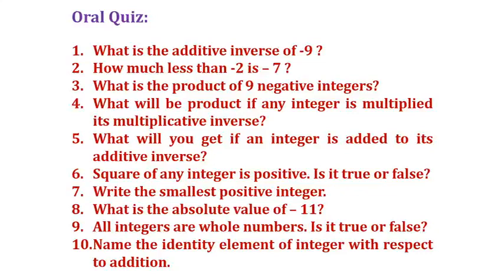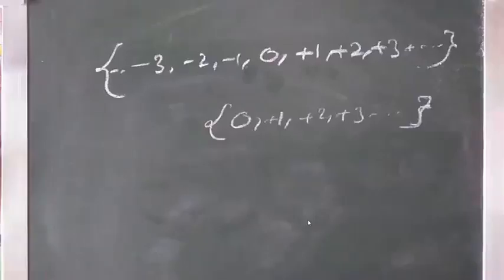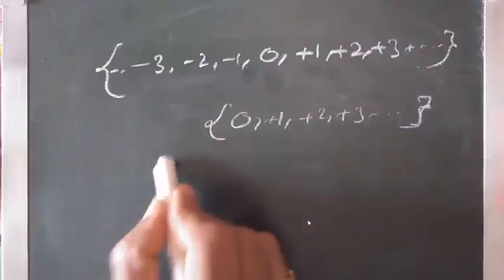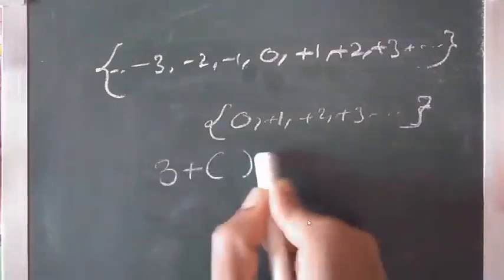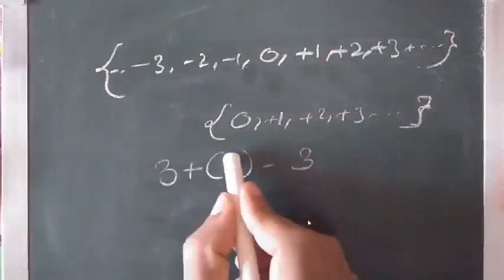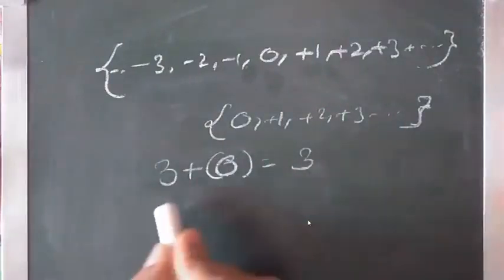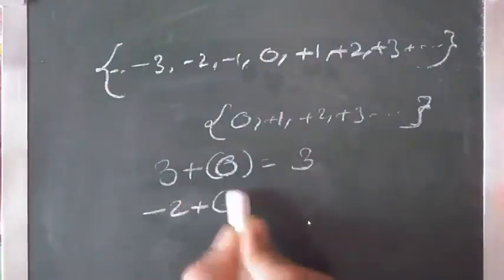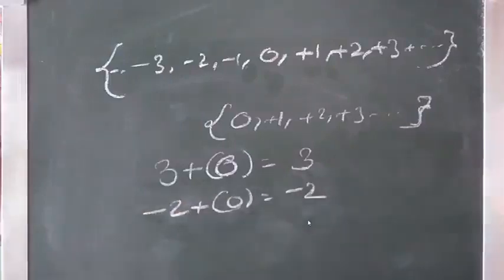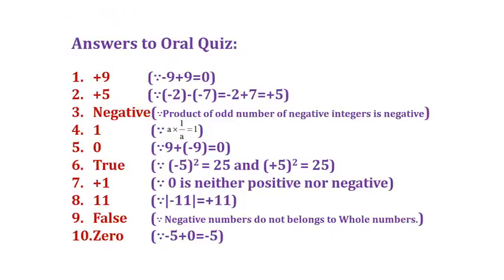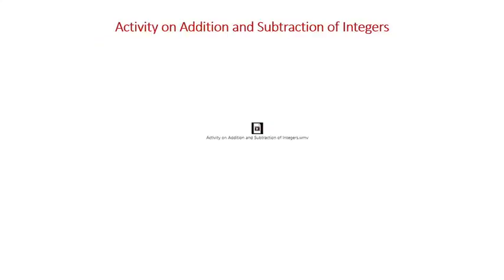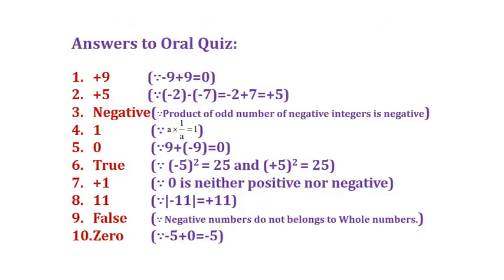Next, name the identity element of integers with respect to addition. By adding that number, always you should get the same number. With respect to addition, what is the identity element? 0 only. So 3 plus 0 is 3. Minus 2 plus 0 is equal to minus 2. So 0 is the identity element with respect to addition. So this is the total chapter. Okay. Good day all of you.